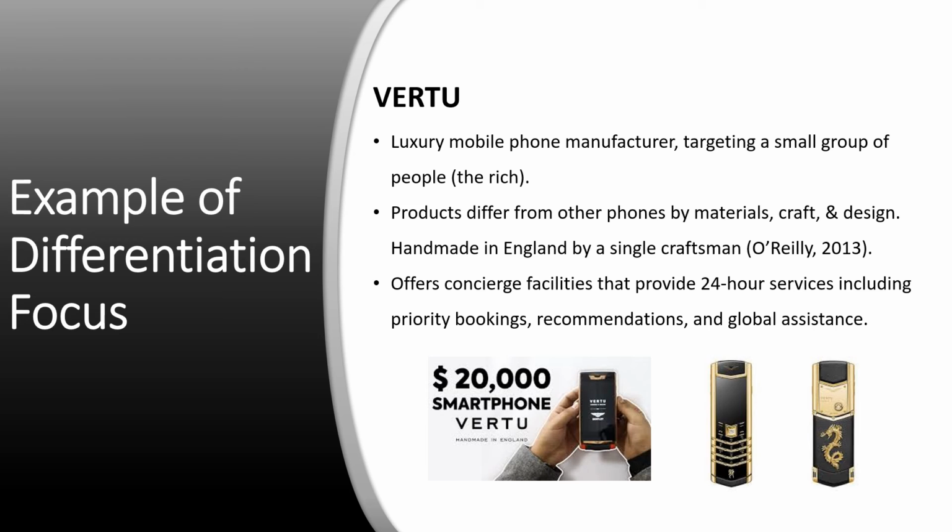By charging this amount of money, a simple phone from Vertu can cost you $20,000. They offer concierge facilities that provide 24-hour service, including priority bookings, recommendations, and global assistance. And you can have your phone represent your identity or your aspirations in being different from others, as certainly that will cost some amount of money.